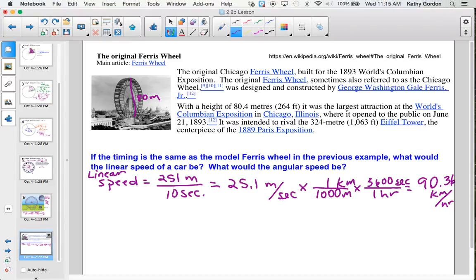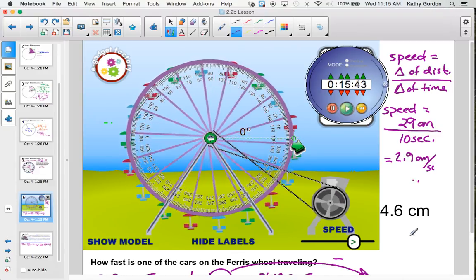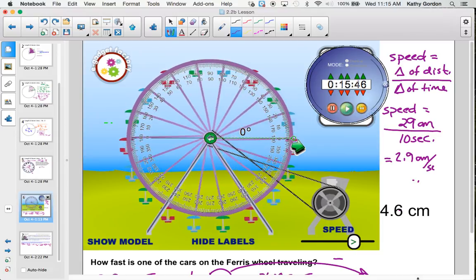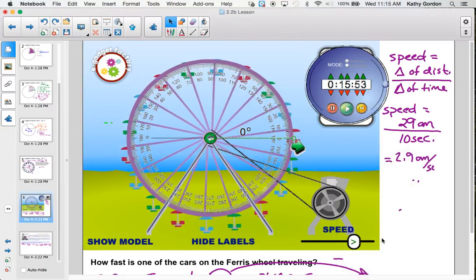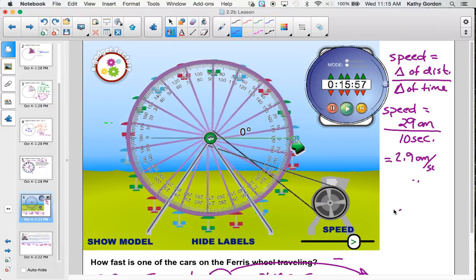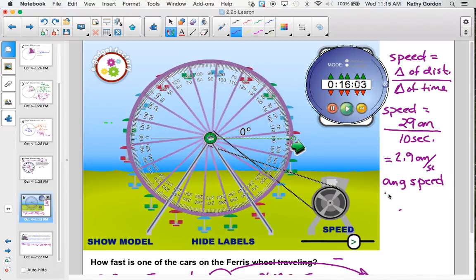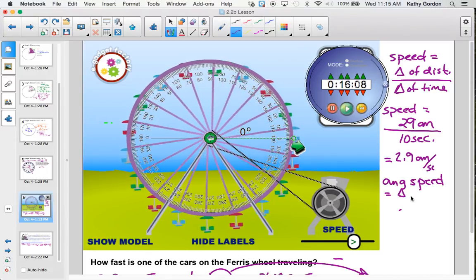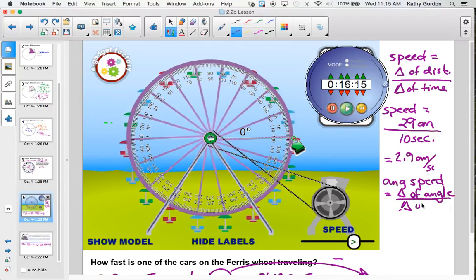Because it's actually the distance, a linear kind of distance, even though it's going circular, that we're trying to cover in a certain amount of time. Okay? But then we also have this idea of angular speed, not distance, which can also be used to refer to how fast things are going. With angular speed, instead of the change of distance over time, we want to know the change of the angle measure over the change in time.